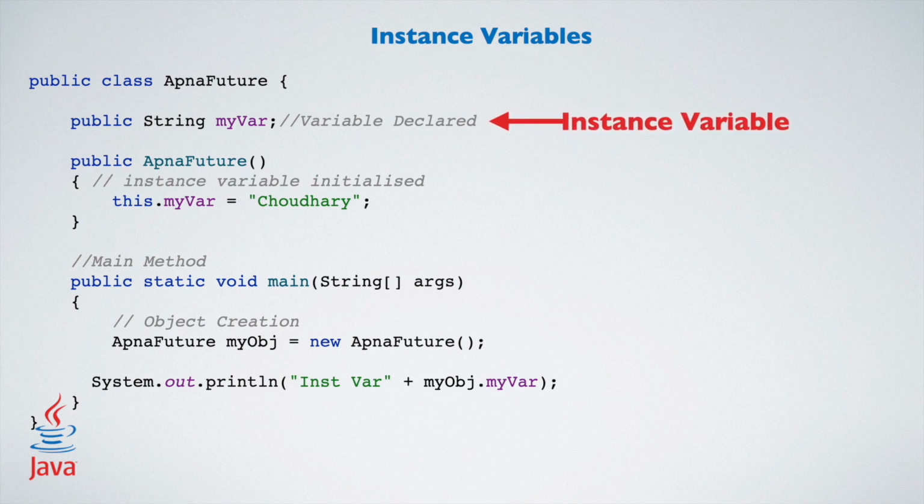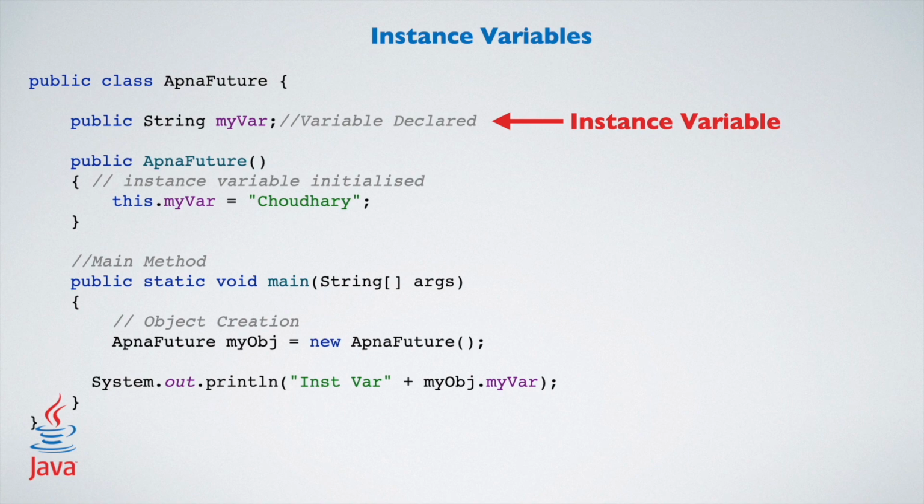Below this the main method is written, and inside the main method we are creating an object of class ApnaFuture. Now with the help of System.out.println we are printing that variable. Here you can see myobj.myvar is written in the last line. What is this? So here we are accessing this variable with the help of an object of that class. Hence we can access instance variables with the help of an object of the class.